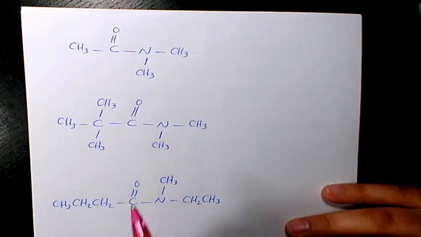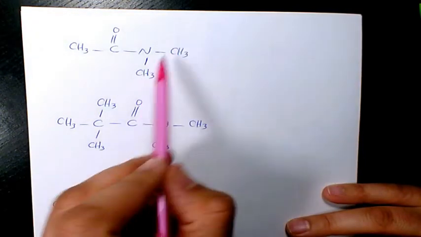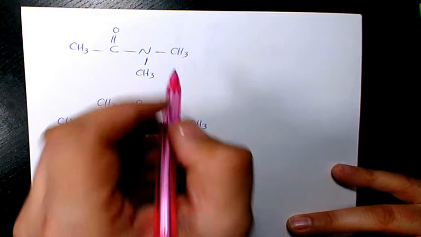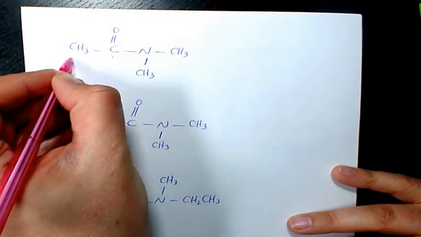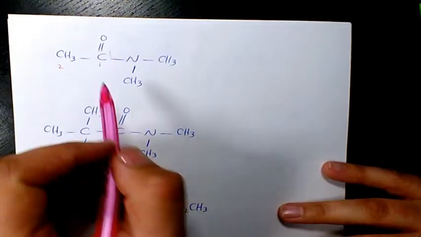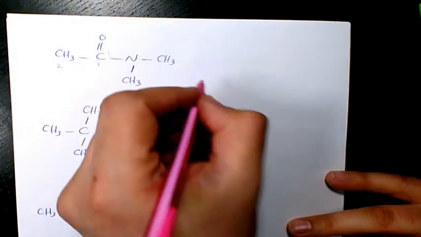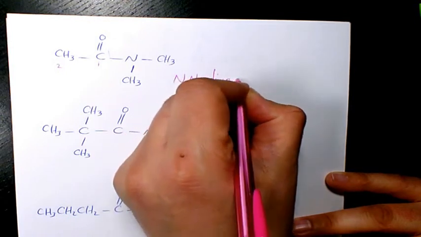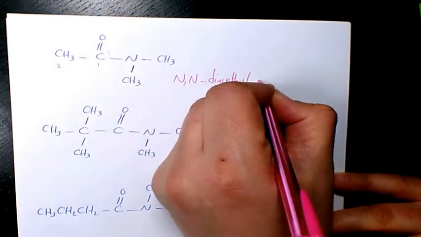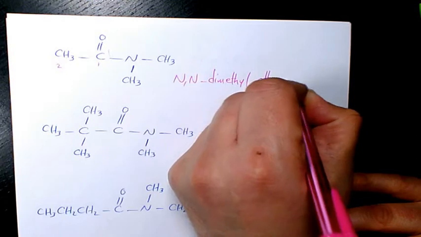In this chemical, both of the hydrogens are substituted with methyl groups. So we have 2 methyls, and here we have 2 carbons, 1 and 2. So we are dealing with ethanamide. So it's going to be N,N-dimethyl ethanamide.